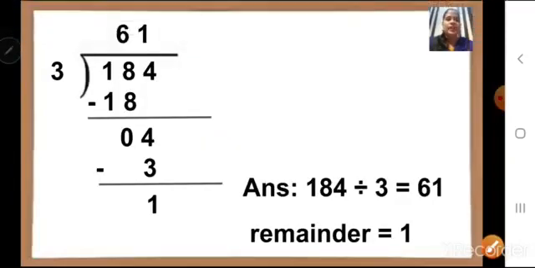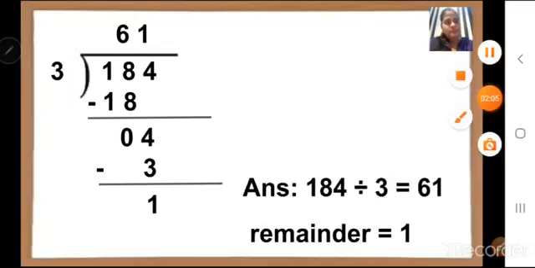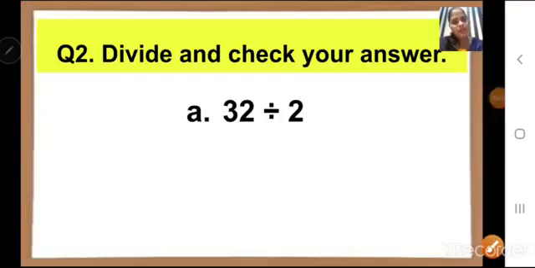Note down children, everybody in your notebook. Write the answer also. 184 divided by 3 is equal to 61 and remainder is equal to 1. Next one is question number 2. Divide and check your answer.